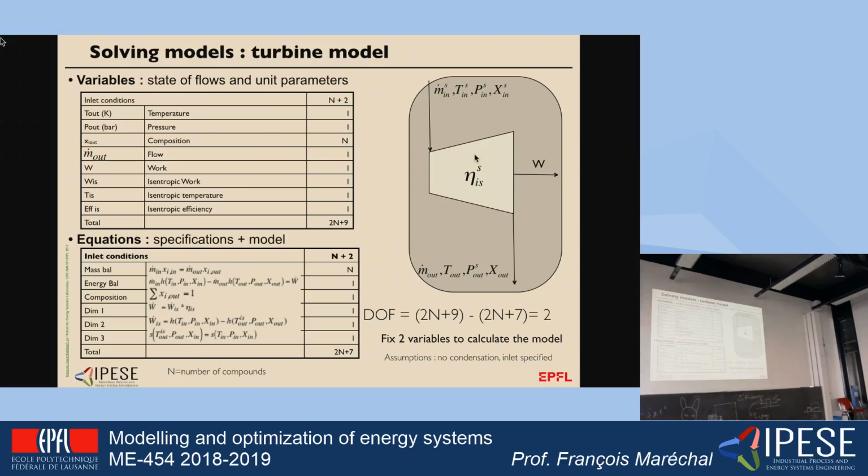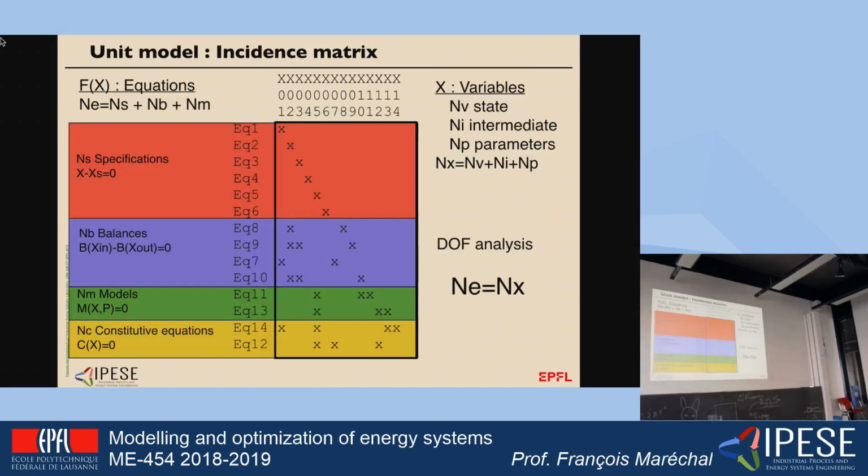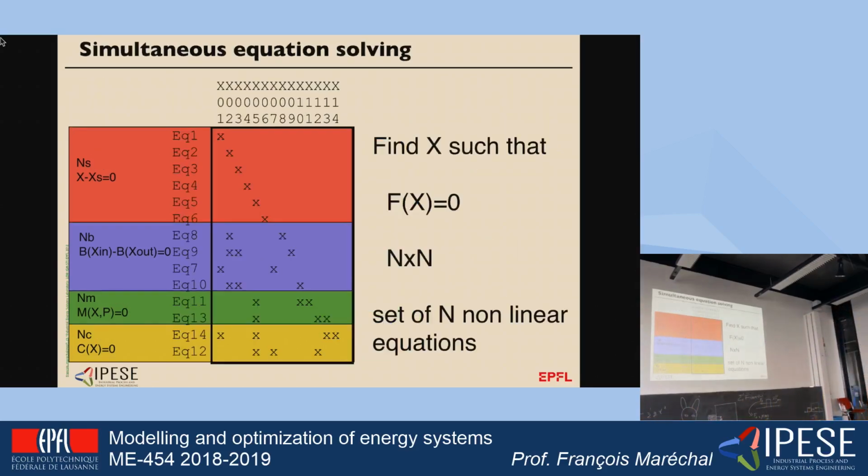Okay, so it means that now I have defined the list of variables, the list of equations, and I can translate it into an incidence matrix. You can note that I have first added the specification equations on the top, and then afterwards the balance equations, the modeling equations, and as well the constitutive equations. Okay? So now the question is, how do I solve this set of equations, which is a set of nonlinear equations? And I have two strategies. The first one is the one that you have applied by applying optimization techniques with Ample.